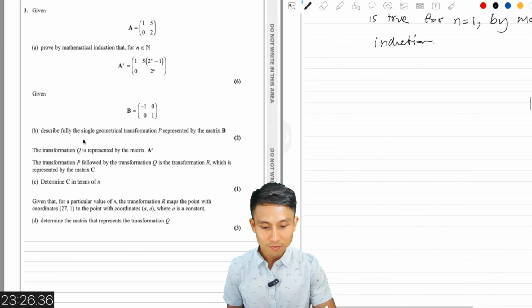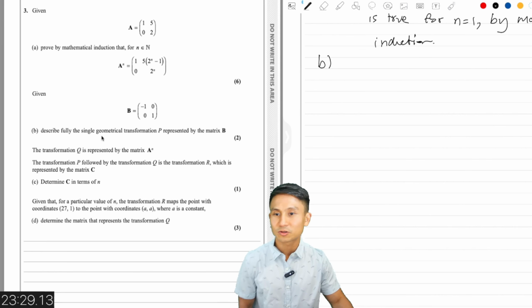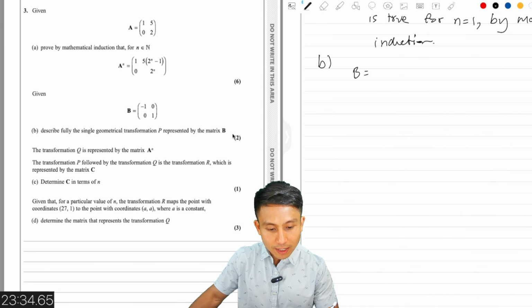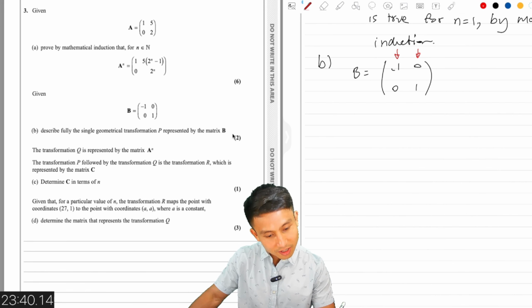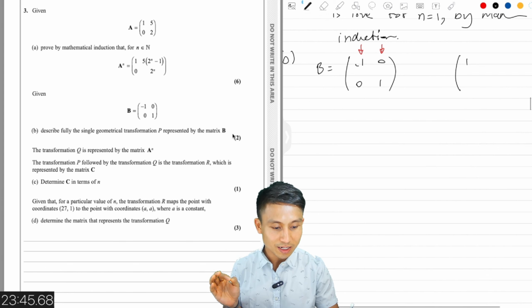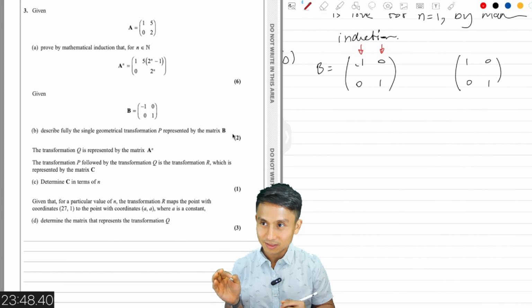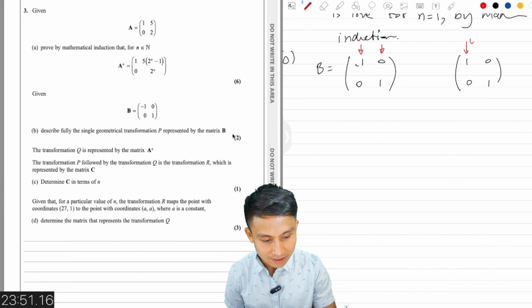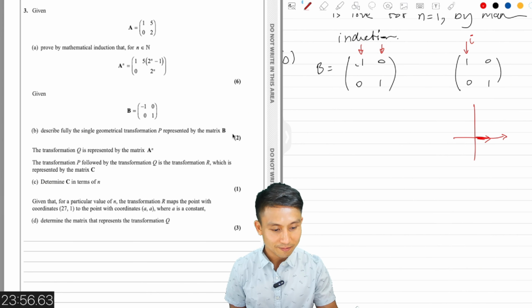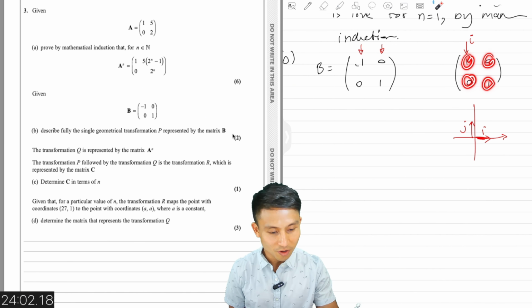Okay, part B. Describe fully the single geometrical transformation P represented by matrix B. The way to go with that is to consider the basis vectors. You look from the column here, from the top. The untransformed matrix would be the identity matrix, I. It's just the basis vector along the x-axis. That's the i, and the j, so this is 1 0 and 0 1, the i and the j.